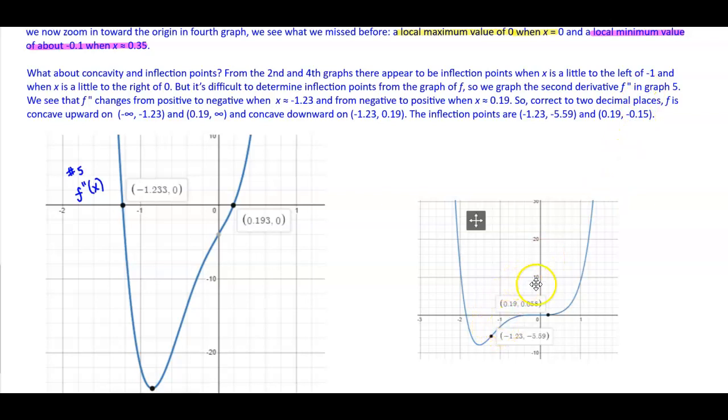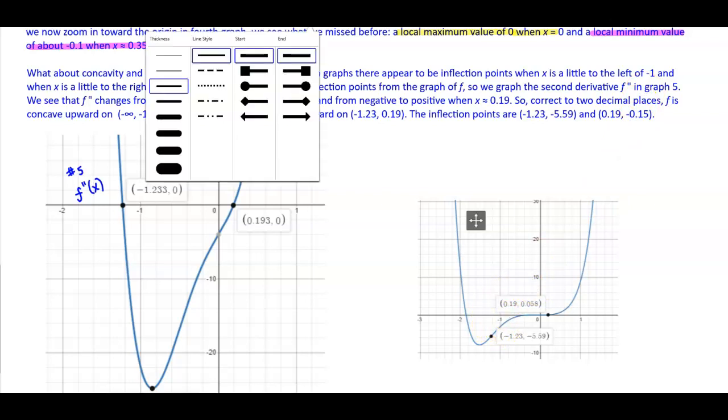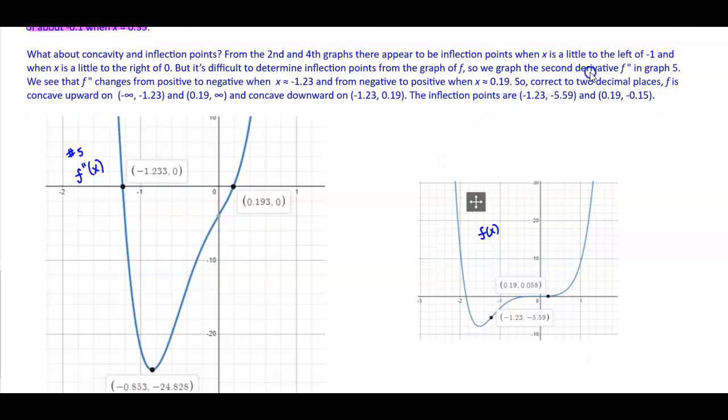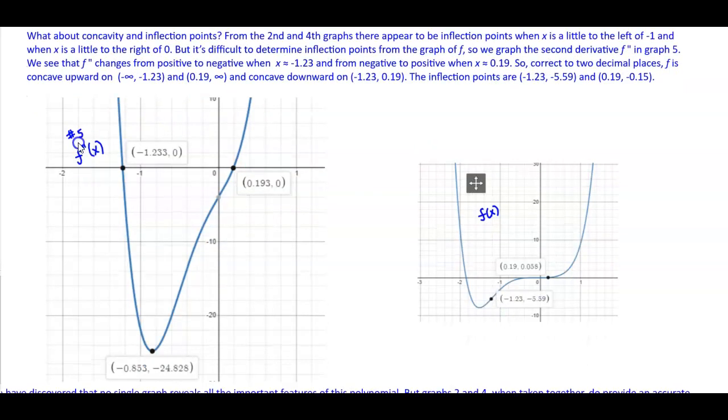Over here, down here, because I wanted to make sure you can see this graph, this is the graph of f of x, and we can see that to the left of negative 1, there appears to be an inflection point. And when x is a little to the right of 0, there is also another inflection point. But it's difficult to determine inflection points from the graph of just a regular function. So in order to identify them, we need to graph the second derivative, as we did here in graph number 5.